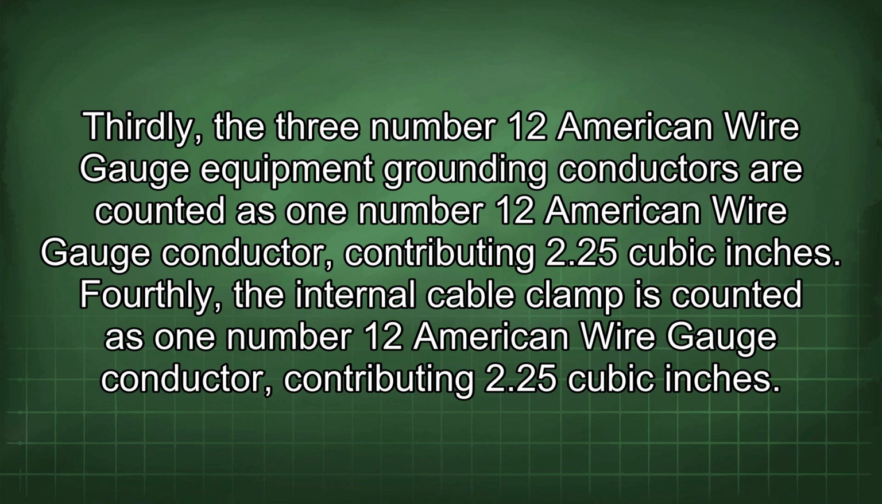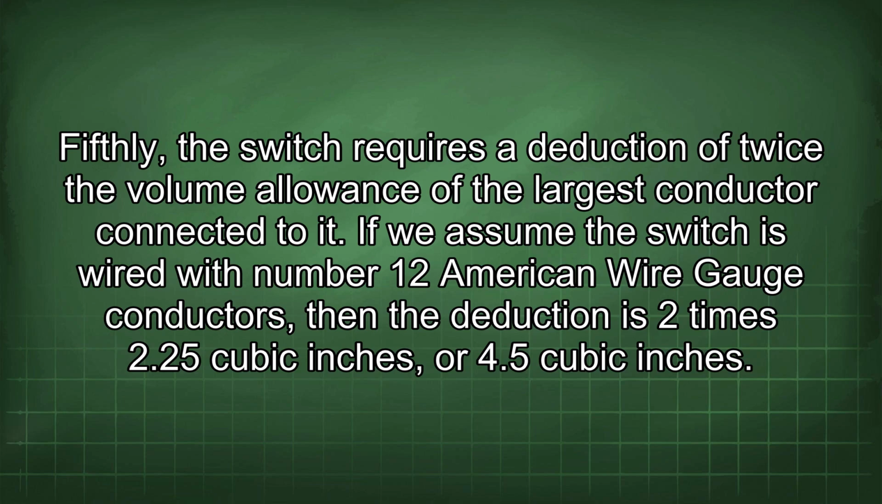Thirdly, the 3 number 12 American wire gauge equipment grounding conductors are counted as 1 number 12 American wire gauge conductor, contributing 2.25 cubic inches. Fourthly, the internal cable clamp is counted as 1 number 12 American wire gauge conductor, contributing 2.25 cubic inches. Fifthly, the switch requires a deduction of twice the volume allowance of the largest conductor connected to it. If we assume the switch is wired with number 12 American wire gauge conductors, then the deduction is 2 times 2.25 cubic inches, or 4.5 cubic inches.